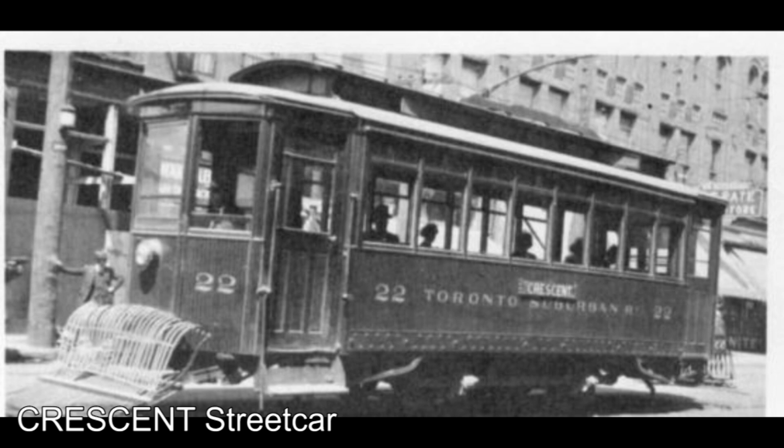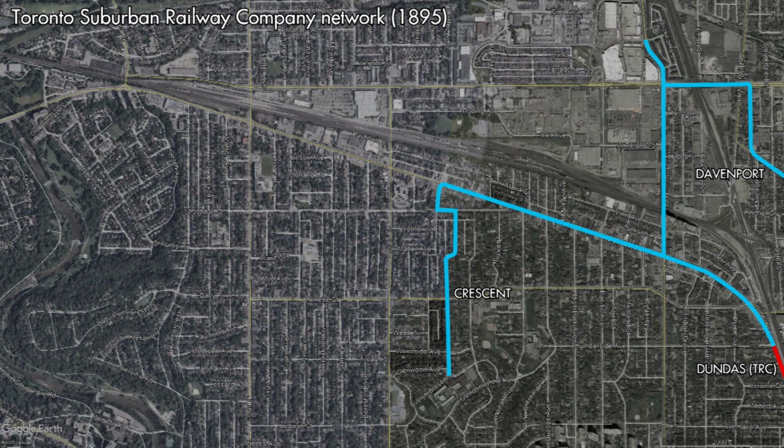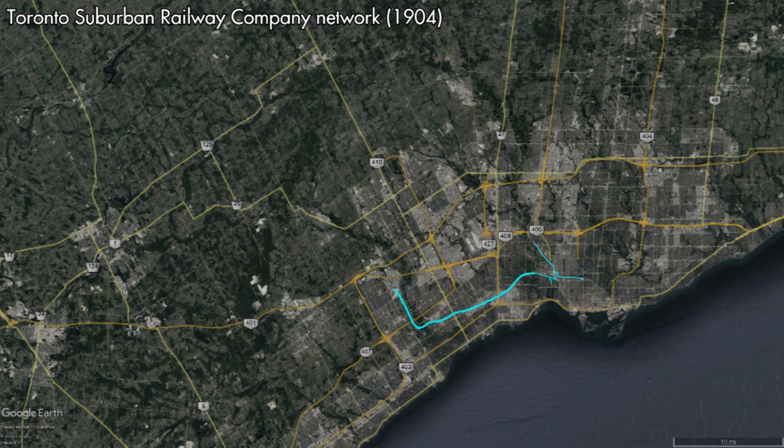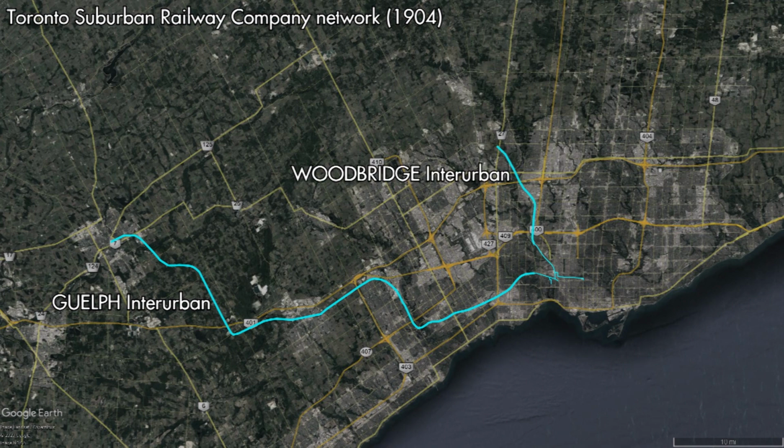With this, the newly created company would begin expanding its network with the laying of tracks north along Keele Street and Weston Road into the village of Weston. As well, tracks along Dundas Street were extended west from Gilmore Avenue to Lambton Park in 1895. The TSR would be bought out by Sir William Mackenzie, who also owned the Canadian Northern Railway. Under his ownership, further expansion of the network was planned, including interurban service to Guelph in 1901 and service to Woodbridge in 1904.